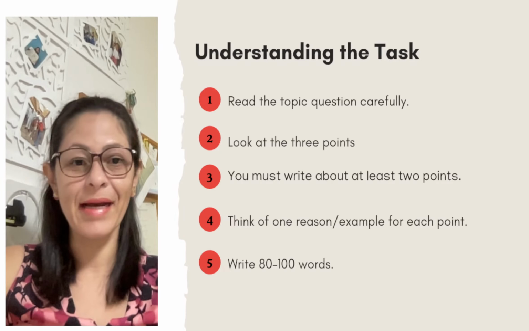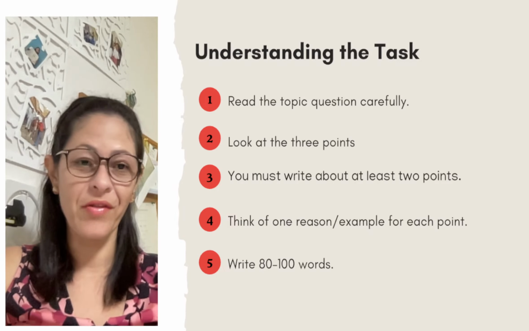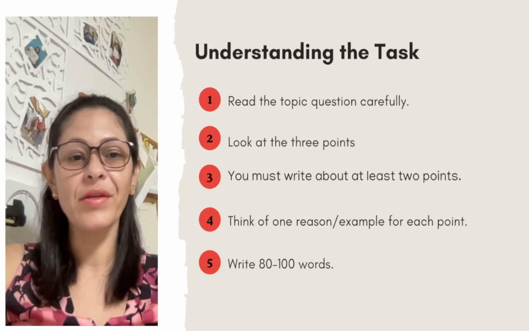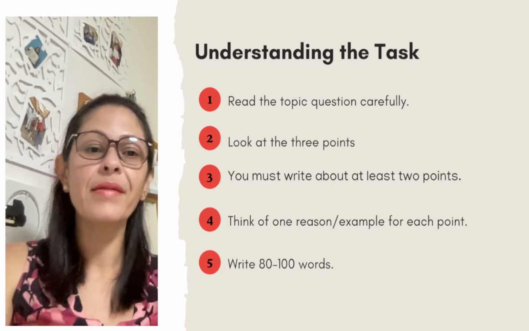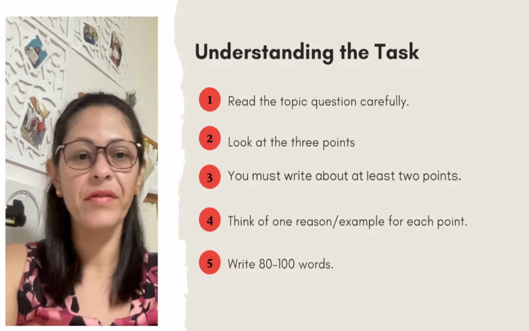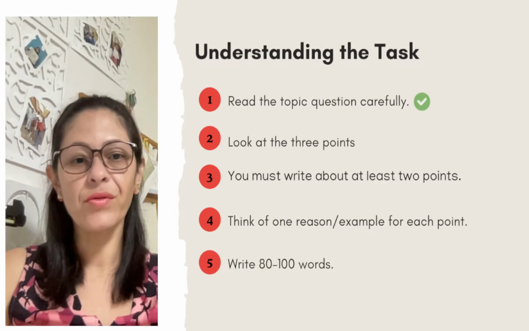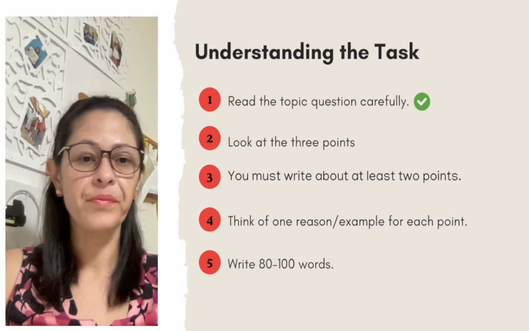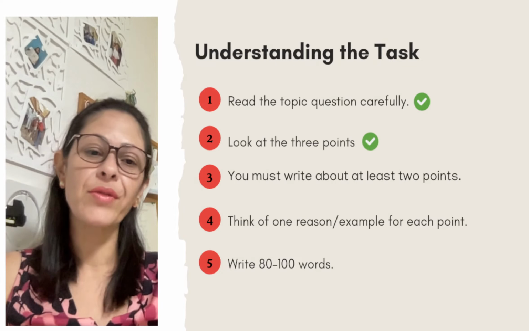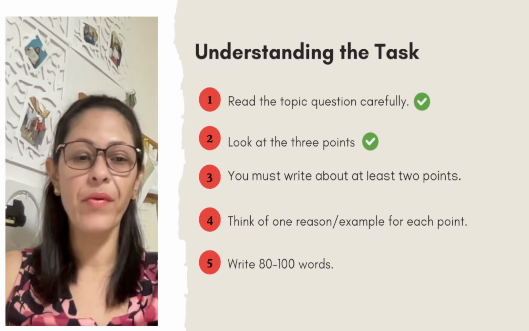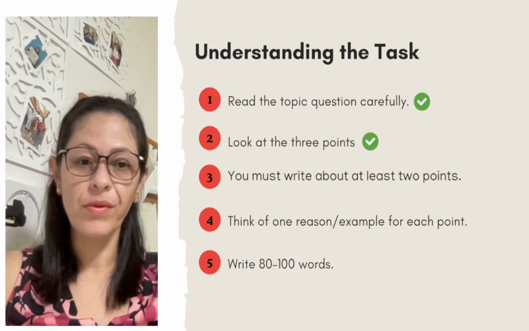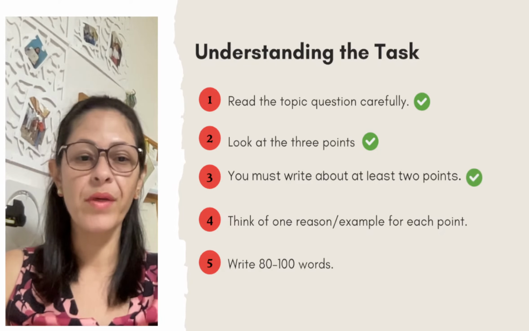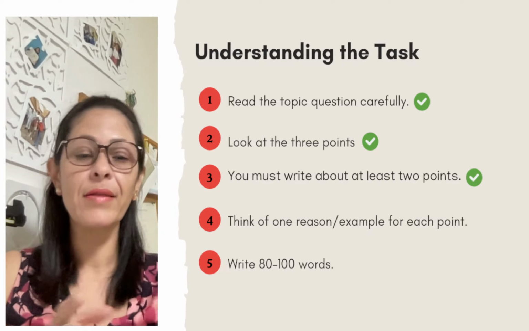Let's understand the task. This is one of the most important things, okay? So the first thing you should do is read very carefully and make sure that you do understand the topic, the question. After that, you are going to look into the 3 points and choose 2 of those 3 points because you must write about at least 2.